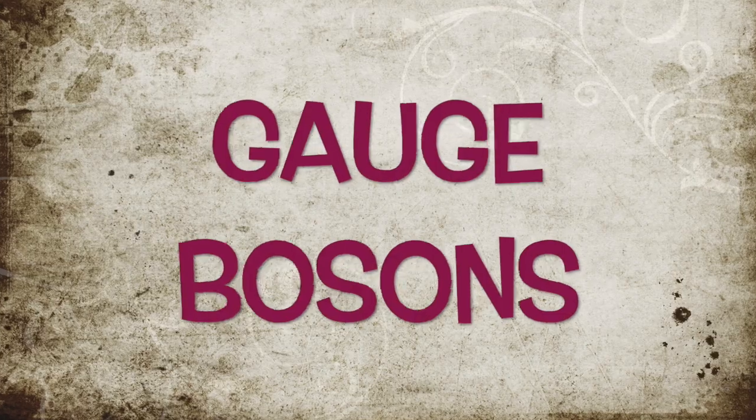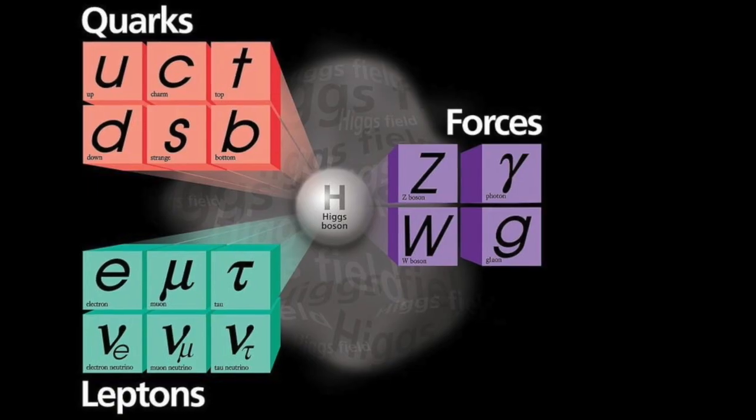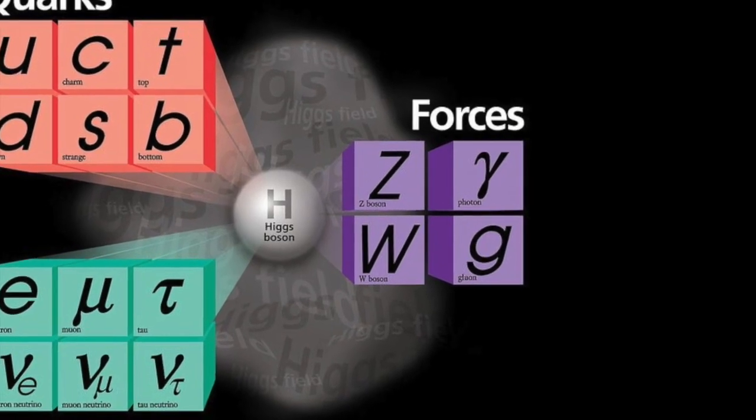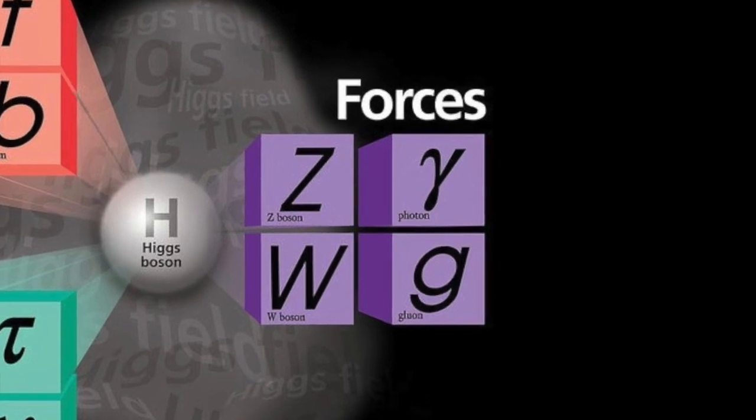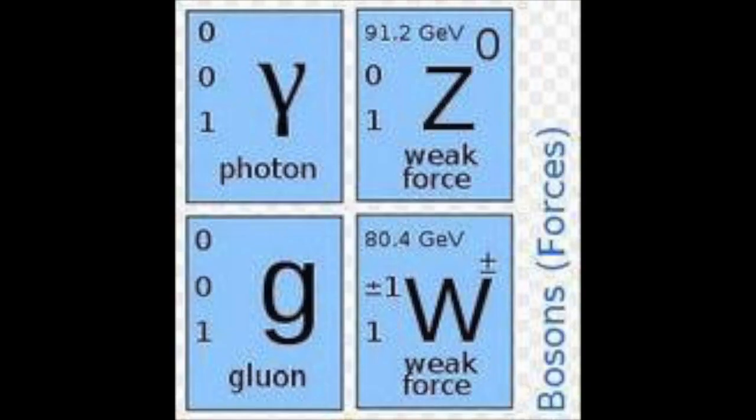Let's talk about gauge bosons. In the Standard Model, 3 out of the 4 fundamental forces have a force carrier particle, that is a gauge boson, but no force carrier particle has been found for gravity. Most physicists believe that leptons and quarks interact by producing and absorbing gauge bosons. The 4 gauge bosons are experimentally observed. Let us start by examining these one by one.